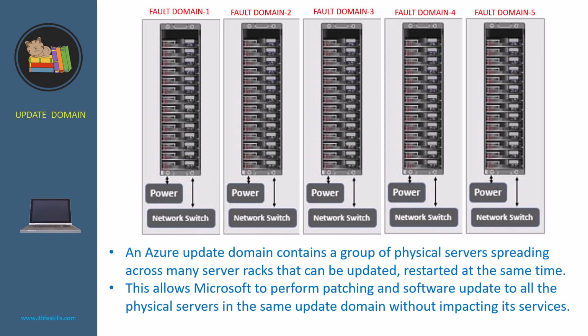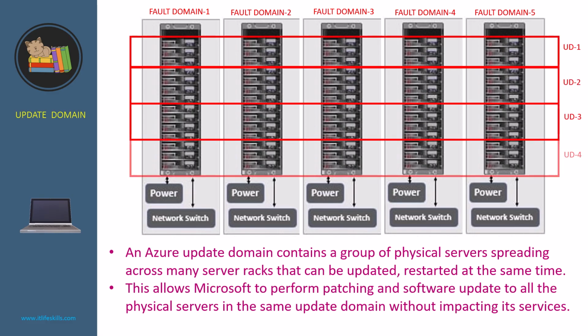Let's now learn about Azure update domains. An Azure update domain contains a group of physical servers spreading across many server racks that can be updated and restarted at the same time. This allows Microsoft to perform patching and software updates to all the physical servers in the same update domain without impacting its services. For example, in this diagram, Microsoft can segment the server racks into 4 update domains like this.